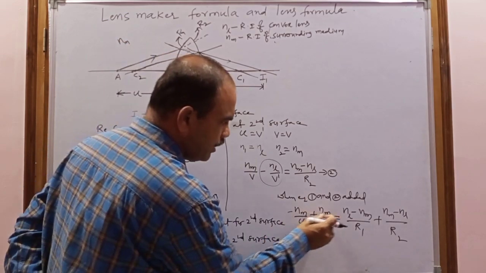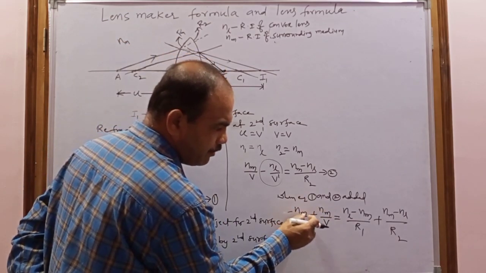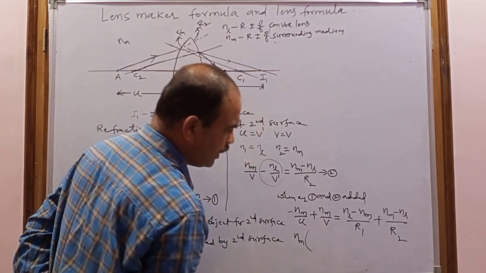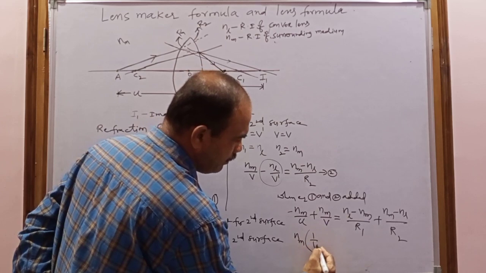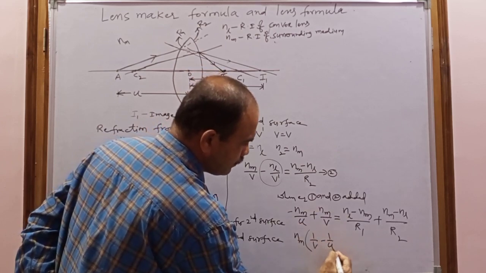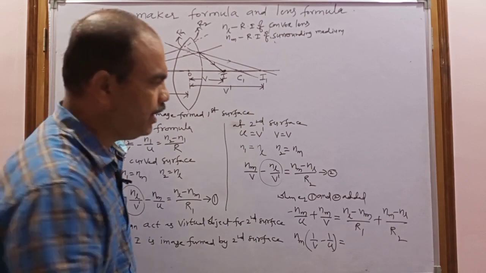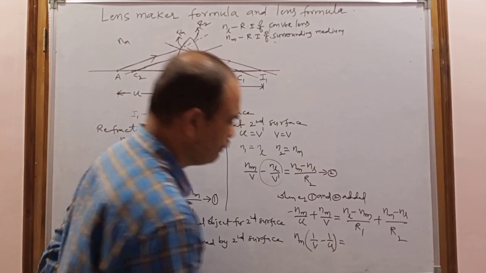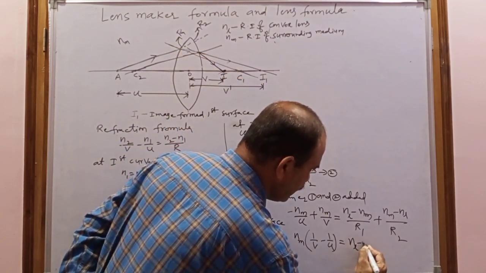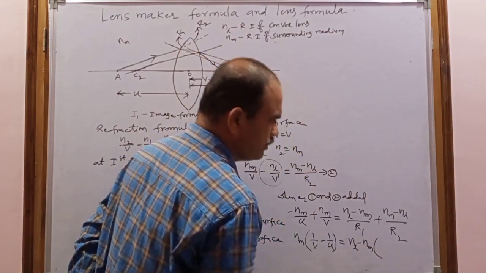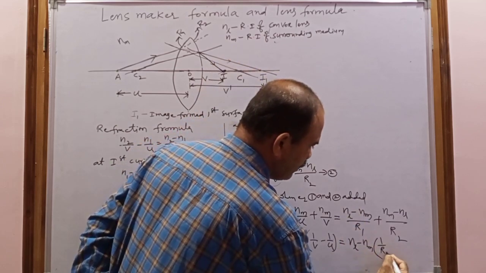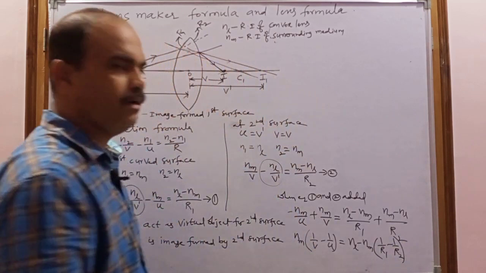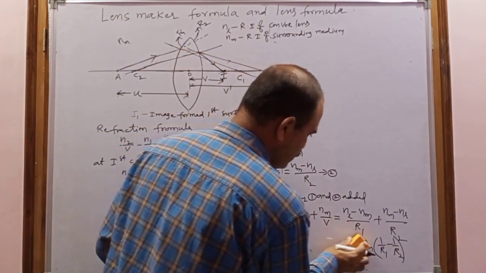Now take common Nm, the refractive index of the surrounding medium. What you get is 1 by v minus 1 by u. And next, taking Nl minus Nm, the refractive index of the lens minus the refractive index of the medium, we get 1 by r1 minus 1 by r2. Otherwise, write it down.